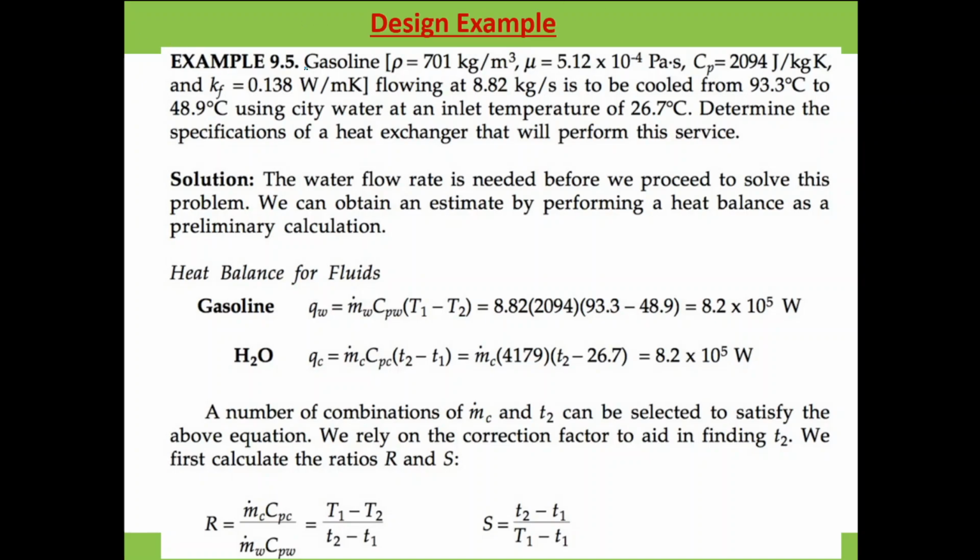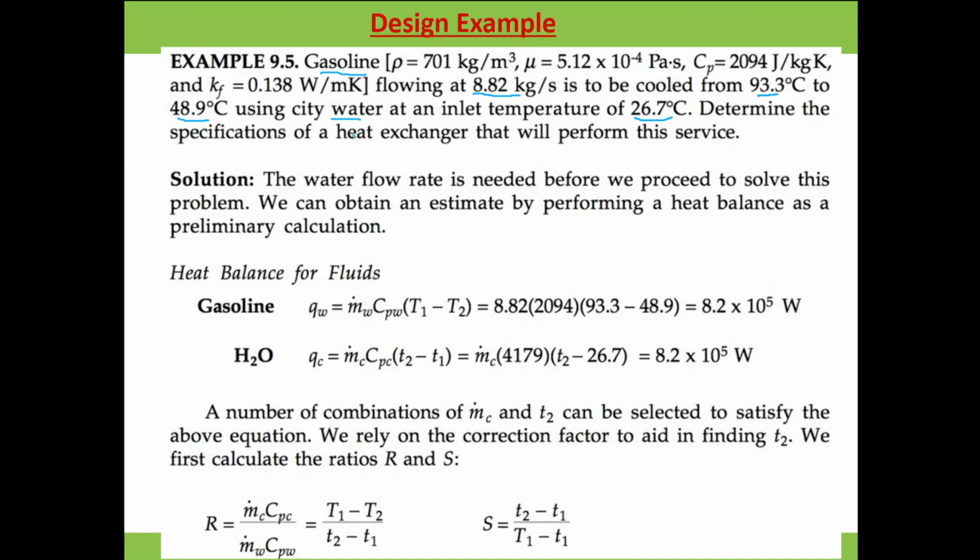As we read the problem, the properties of the gasoline are given here, and it is flowing at a rate of 8.82 kg per second and is to be cooled from 93.3 degrees Celsius to 48.9 degrees Celsius. So this is the requirement. And what is available is city water, at a temperature of 26.7 degrees Celsius. Then we need to determine the specification of the heat exchanger that will perform this service.